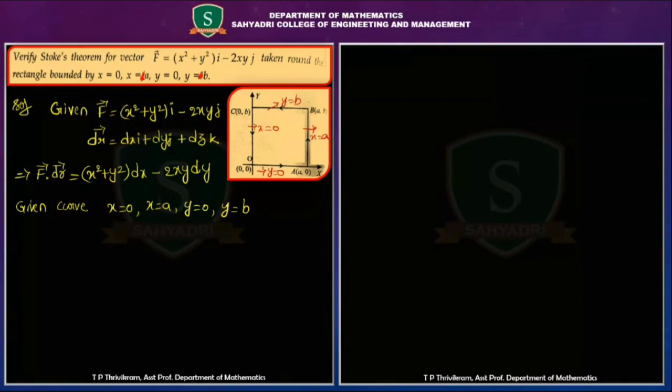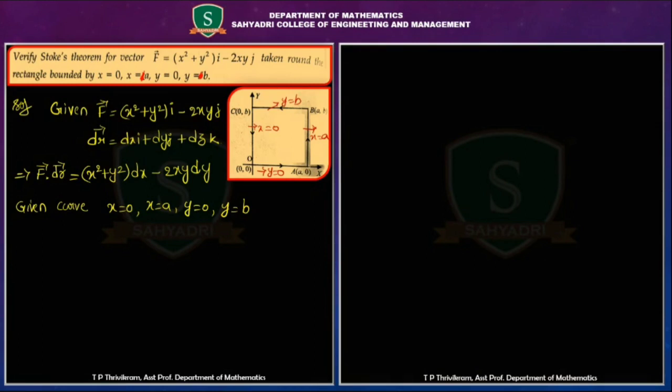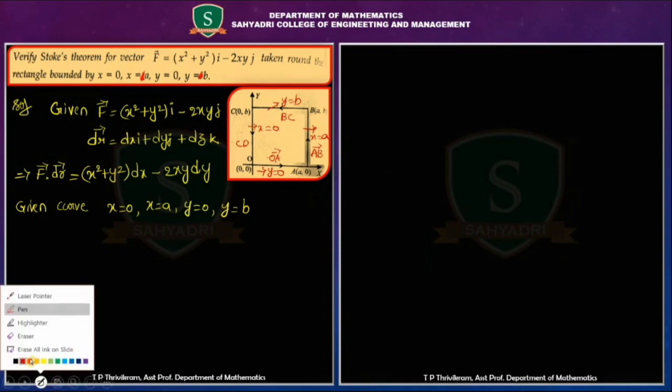So here we have the O point here, A point here. So this line is called the OA line. This line is called the AB line. Similarly, this one is the BC line and this is the CD line. So along these lines, you need to find the integral. Total 4 integrations we have to do. So let us start the integration.